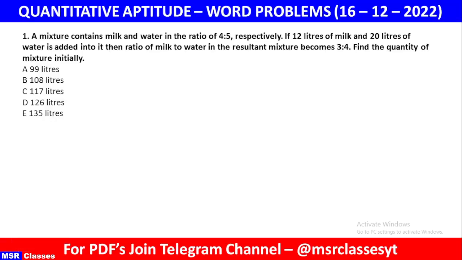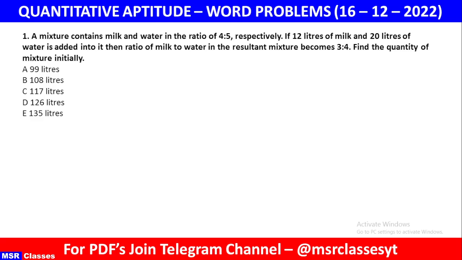A mixture contains milk and water in the ratio 4:5. If 12 liters of milk and 20 liters of water are added into it, the ratio of milk to water in the resultant mixture becomes 3:4. Find the quantity of mixture initially.